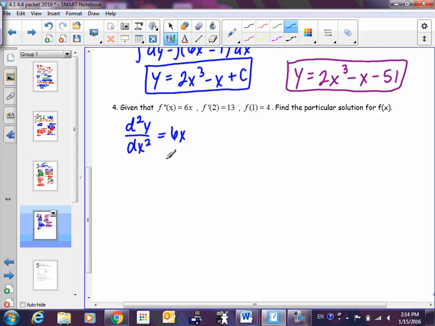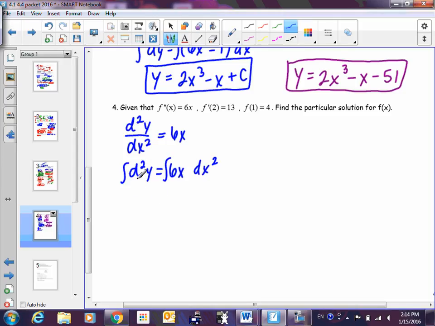And we know something different is going to happen here, but we're just going to follow the steps. We need to separate the variables. So keep the d squared y on the left. On the right, move that dx squared over. And then the d's there tell me that those are derivatives. So I am going to integrate.